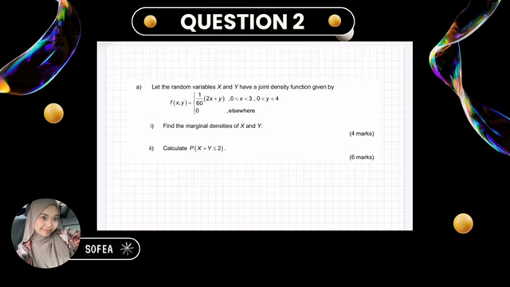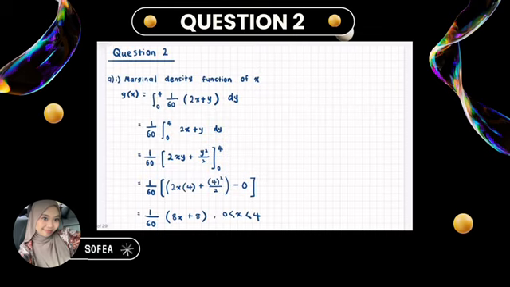So now I will explain question 2. There are two parts, which are A and B. The first one is to find the marginal densities of X and Y, and also calculate P(X plus Y is less than or equal to 2). So the first one is to find the marginal density function of X. So we use g(x) and also dy, integrate it as usual, and then we'll get the final answer, 1 over 60 (8x plus 8), and don't forget the limits, 0 is less than x and also less than 4.